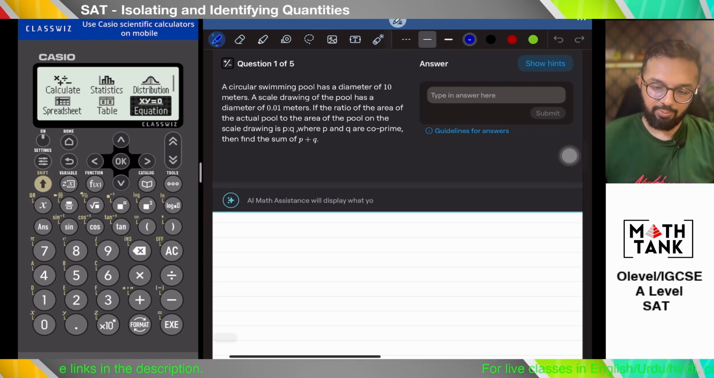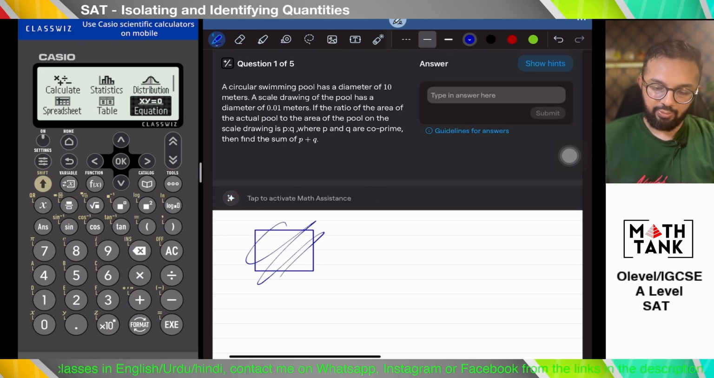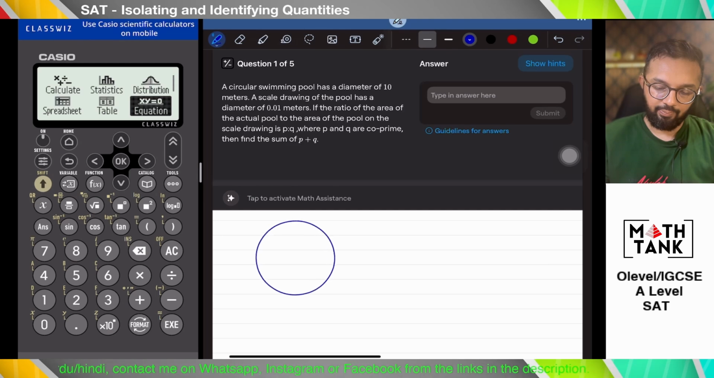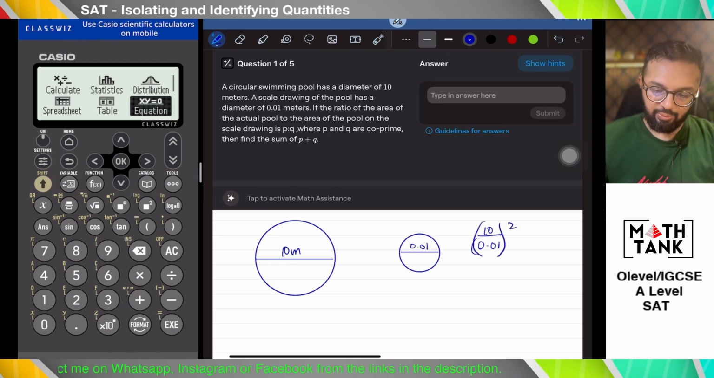It says a circular swimming pool has a diameter of 10 meters. Scale drawing of a pool has a diameter of 0.01 meters. Okay, circular. And the smaller one that has 0.01. If the ratio of the area of the actual pool to the area of the pool on the scale drawing is P is to Q, so 10 over 0.01 squared, where P and Q are coprime.